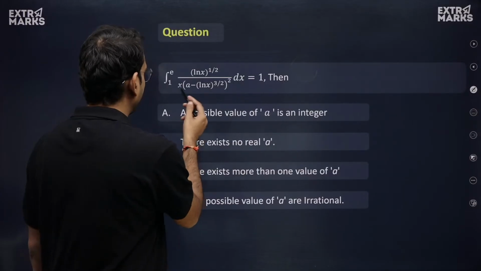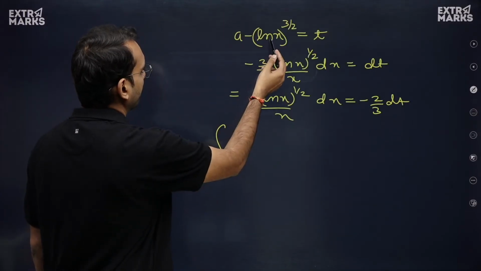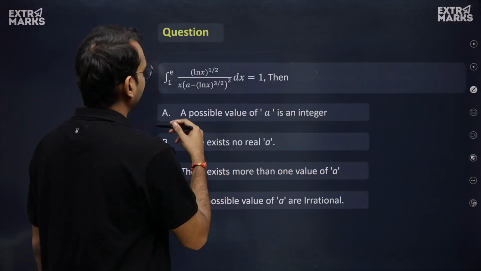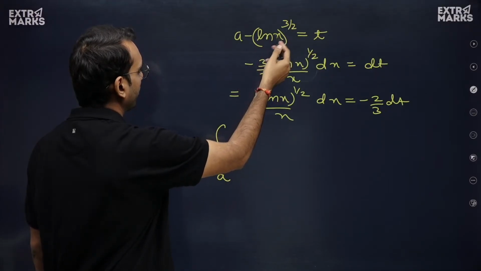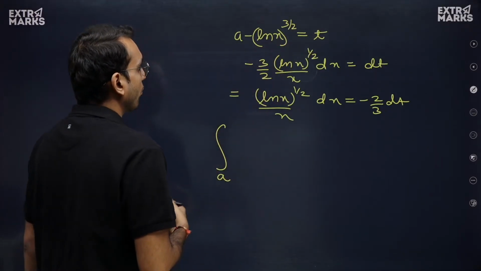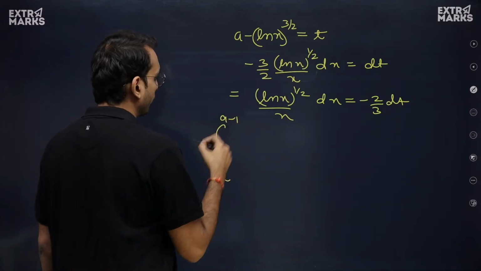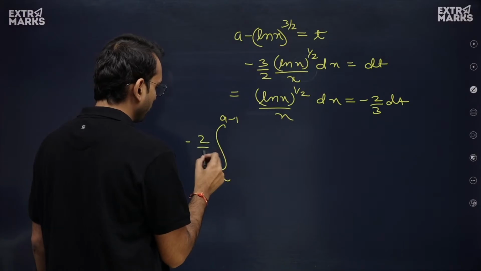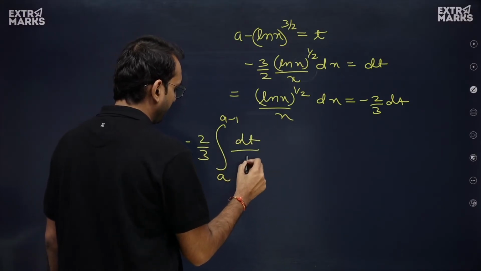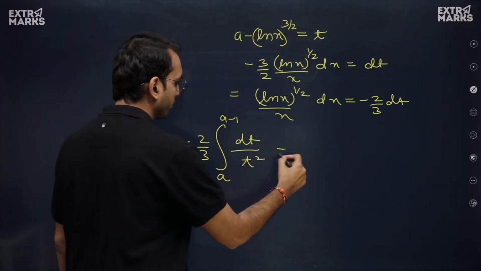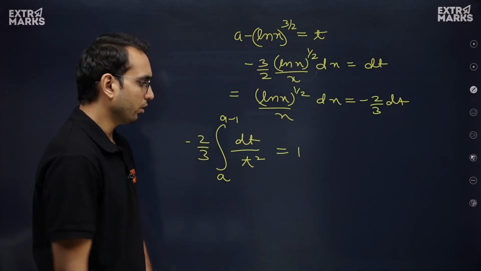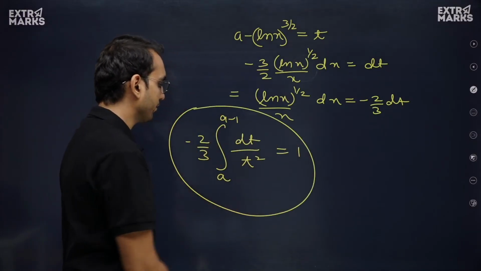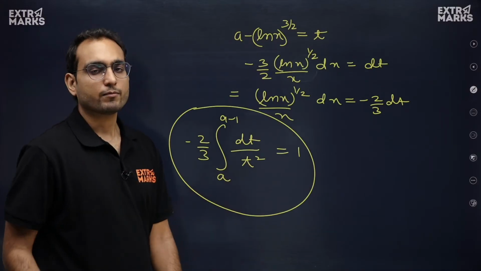So when x is 1, ln x will become 0, so t will be a. When x is e, ln x will become 1, 1 to the power 3 by 2 is actually 1, so a minus 1. The integrand is minus 2 by 3 dt upon t square. Now it is a very easy question. You can always solve this even in your dreams. Dt by t square, that is minus 1 by t.